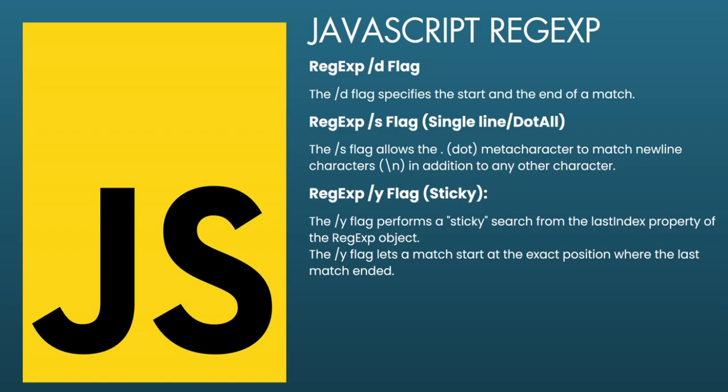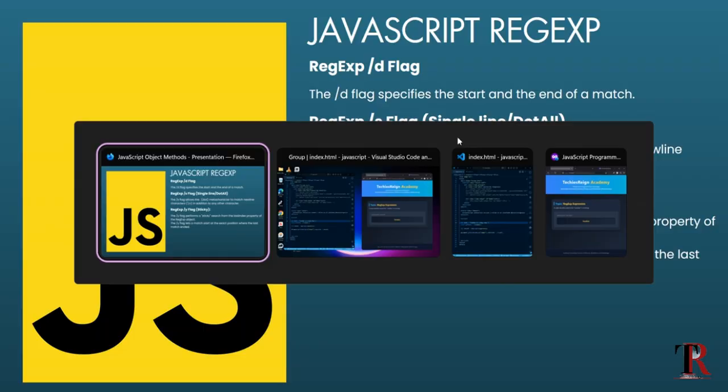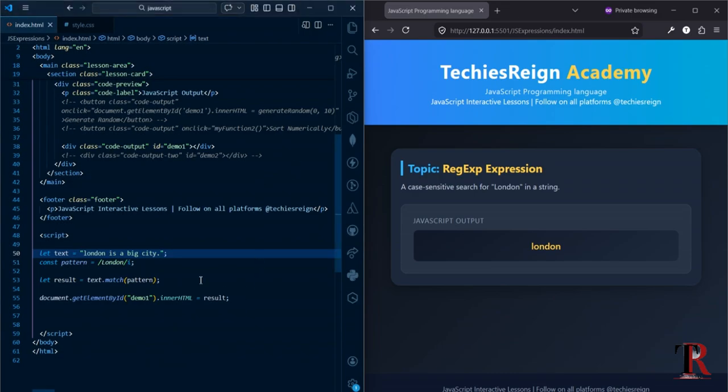The /d flag specifies the start and the end of a match. When you are searching for a pattern and you are using the /d flag, it will specify the start and end of a match. So let's take a look at an example of how the /d flag works in a RegEx expression.